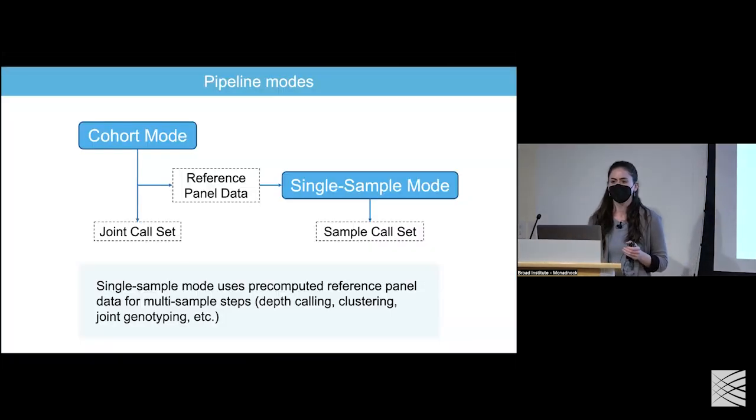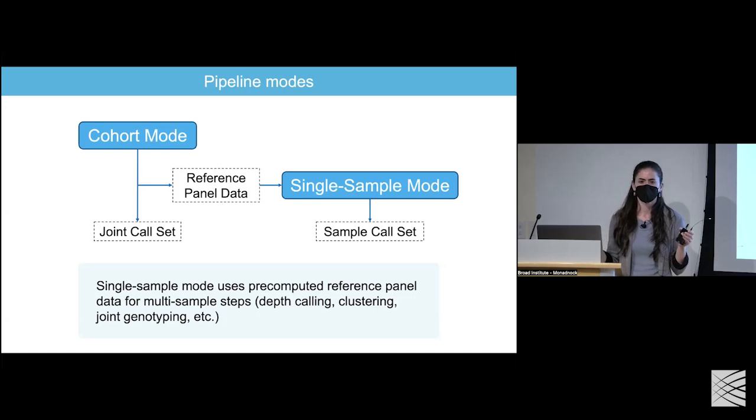I also want to note that there are two ways that you can run GATK SV. The first is cohort mode, in which you apply GATK SV to a group of samples to produce a joint call set. And the second is single sample mode. So maybe you don't have over 100 samples on which you want to perform SV calling, but you still want to be able to run GATK SV on one sample at a time. And you can do that.